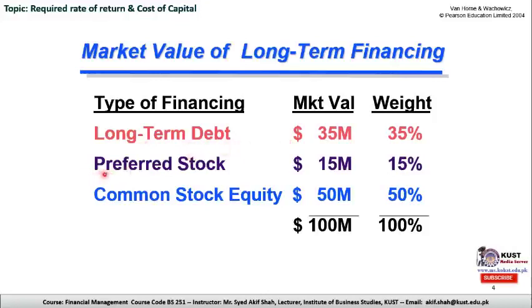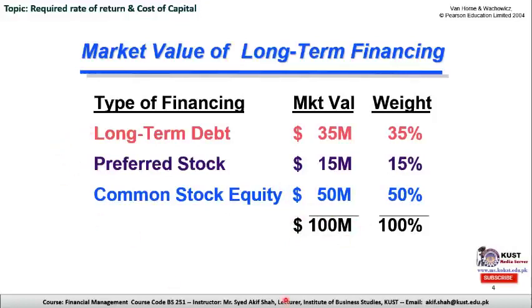Similarly, the company has used preferred stocks of 15 million. They have issued preferred stocks to prospective investors, and the amount raised from this source is $15 million. Finally, the company has also utilized the third option of common stock equity, and has generated $50 million from it. In total, by using the three resources, the company has generated $100 million from three main sources of finances.